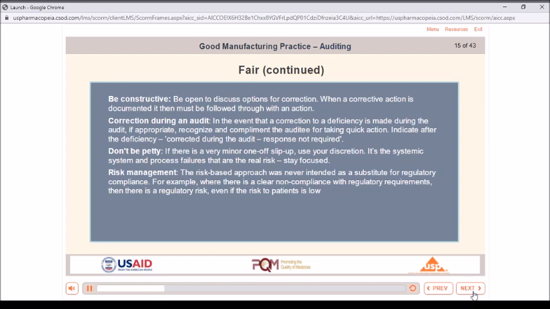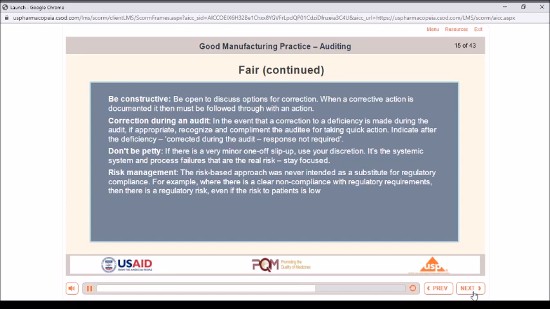Correction during an audit. In the event that a correction to a deficiency is made during the audit, if appropriate, recognize and compliment the auditee for taking quick action. Indicate after the deficiency, corrected during the audit, response not required. Don't be petty. If there is a very minor one-off slip-up, use your discretion. It's the systemic system and process failures that are the real risk.